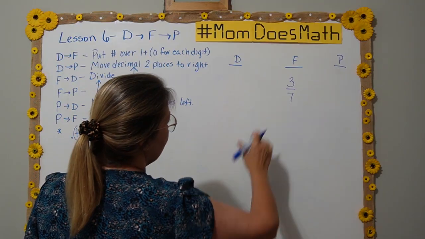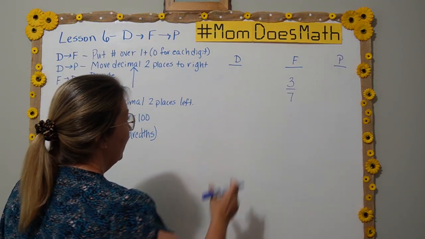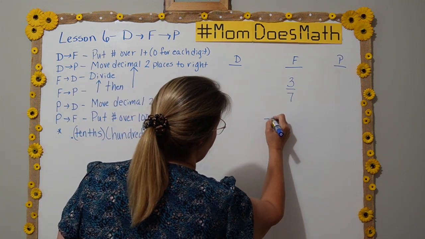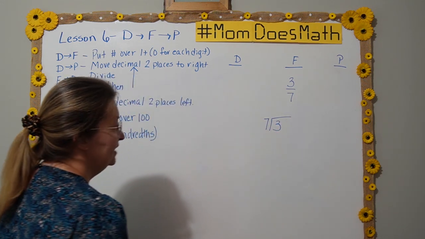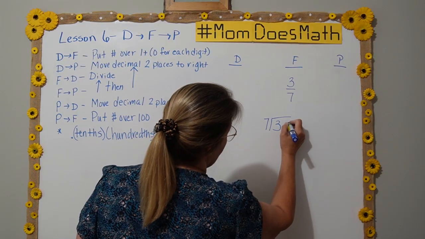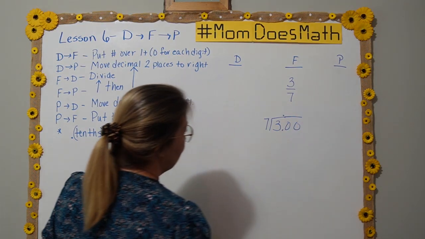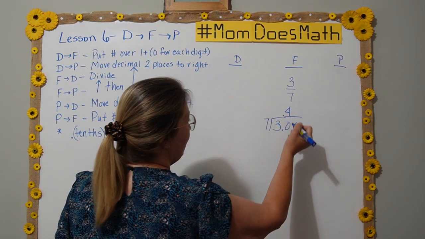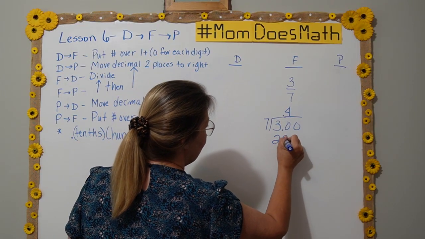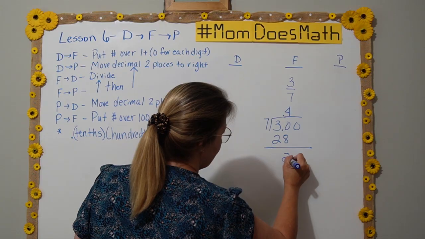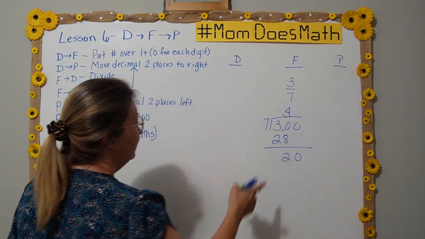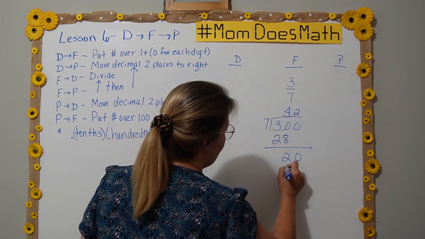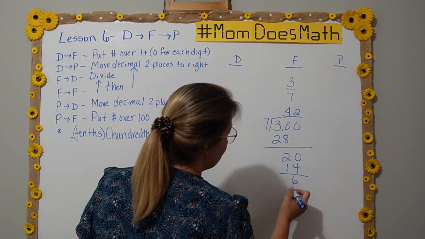Okay, for this problem, we're given the fraction 3/7. So how do you go to a decimal first? Well, we're going to divide. We're going to say 7 will go into 3 how many times? So we're going to have to add some zeros with a decimal. How many times will 7 go into 30? 4 times. 4 times 7 is 28. And then we'll subtract and bring this 0 down. How many times will 7 go into 20? Well, 2 times. 2 times 7 is 14, and I have a 6 remainder.